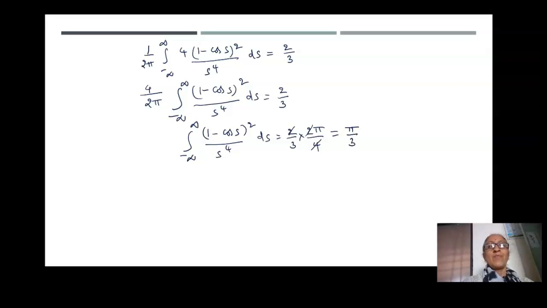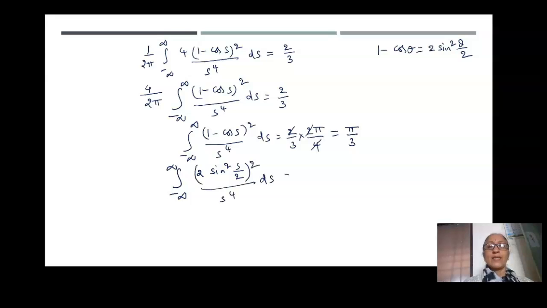Now 1 minus cos theta equals 2 sin square theta by 2. So we can write it as integral minus infinity to infinity 2 sin square s by 2 whole square upon s power 4 ds equal to pi by 3. That is integral minus infinity to infinity 4 into sin power 4 s by 2 upon s power 4 ds equal to pi by 3.